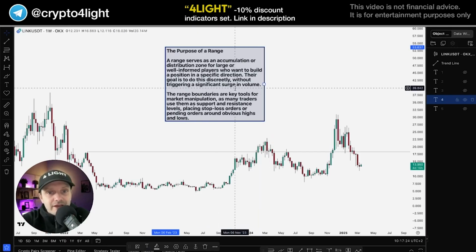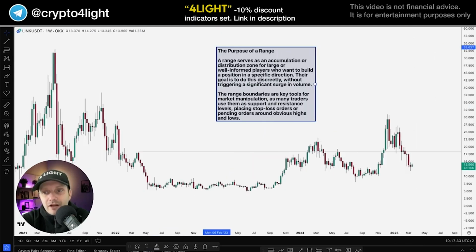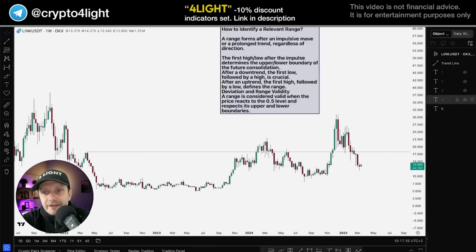The range boundaries are key tools for market manipulation, as many traders use them as support and resistance levels, placing stop orders or pending orders around obvious highs and lows. I will show you on the daily time frame.